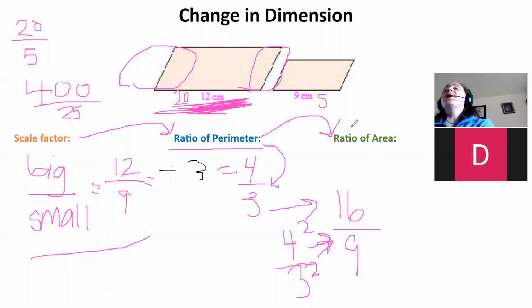So whenever they want that ratio of area, just square the other one, meaning you multiply it by itself, right? When you square something, you multiply it by itself. Yeah, this one, I feel like it's confusing to explain personally. But any questions on that?